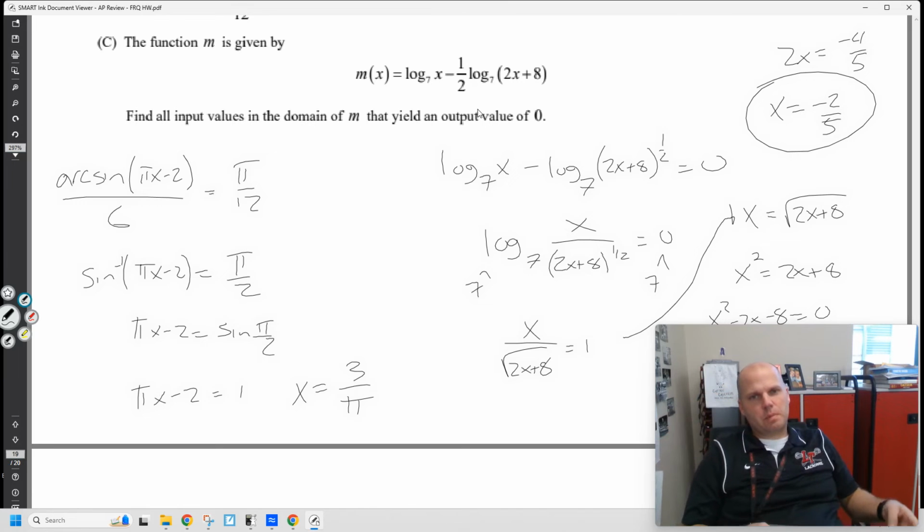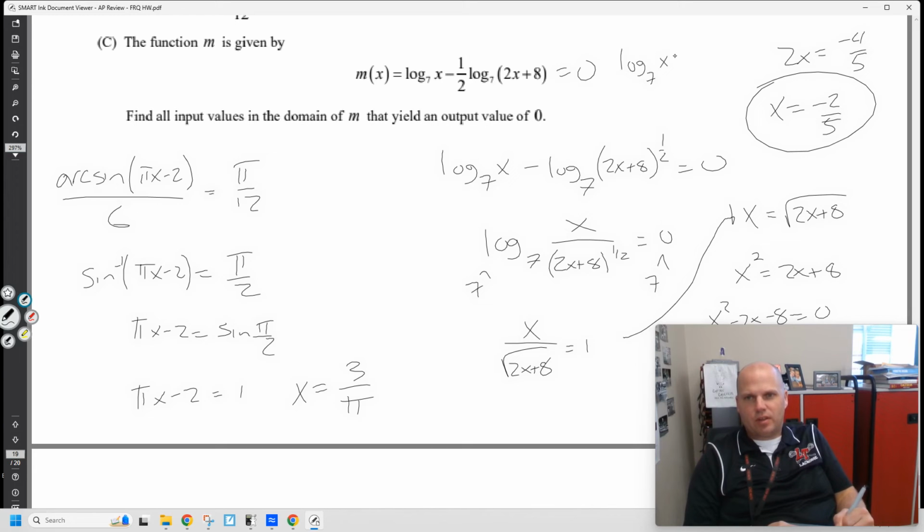You know, it was probably easier to start this set equal to 0, add the 1/2, so you had log base 7 on both sides. You still would have had to square both sides though and gone from there. So, anyways, other ways to do the same question, and that's okay.